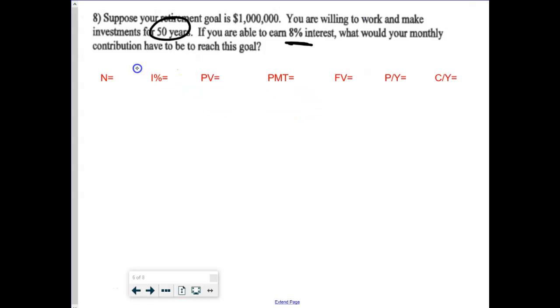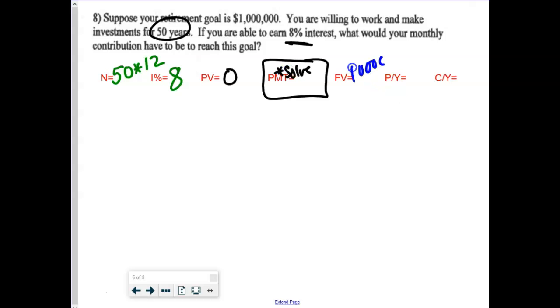So 50 years, and we're doing monthly? Yeah, monthly, so 12. The interest rate, you're already typing. You're going to have the answer before I even get it written down. The interest is 8. The present value is nothing. I've got no money to offer you. I just graduated college. Back off. The payment is something we're solving for, so I'll leave that alone for a minute. Future value, I want it to be $1 million. Make sure you get all those zeros in there. And then payments and compoundings per year are both 12. How much money do we have to contribute every month?